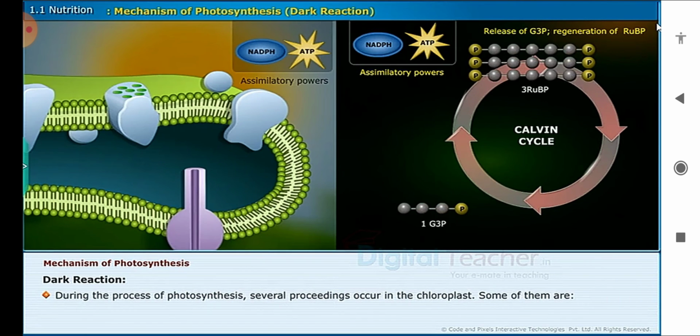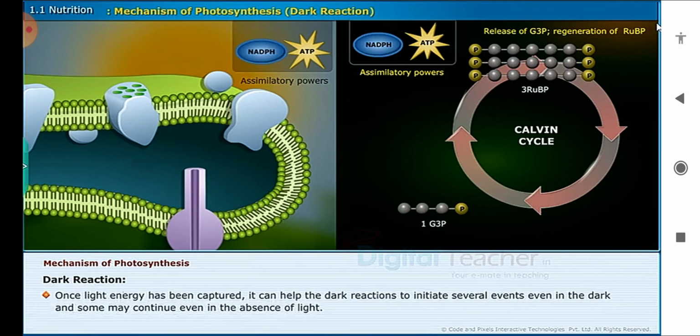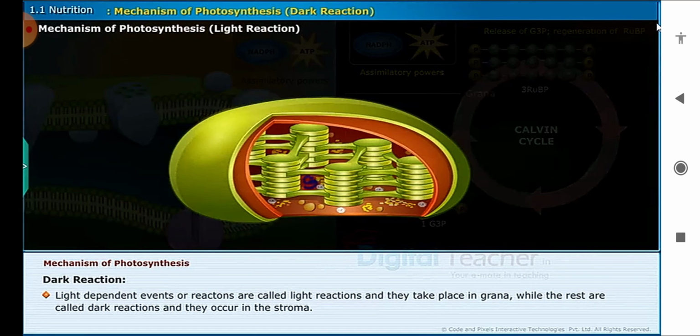During the process of photosynthesis, several processes occur in the chloroplast. Some of them are converting light energy into chemical energy, splitting of water molecules, and reduction of carbon dioxide to carbohydrates. Once light energy has been captured, it can help the dark reactions to initiate several events, even in the dark, and some may continue even in the absence of light. Light-dependent events or reactions are called light reactions, and they take place in grana, while the rest are called dark reactions and they occur in the stroma.